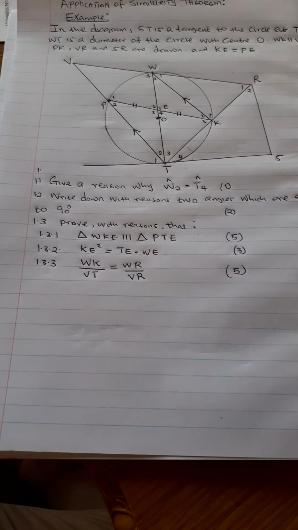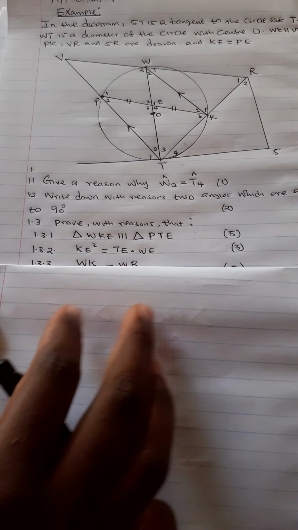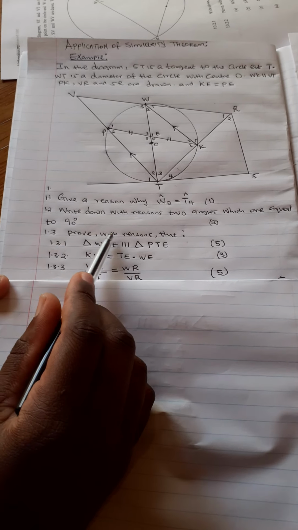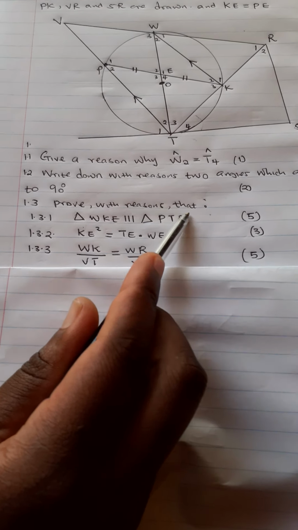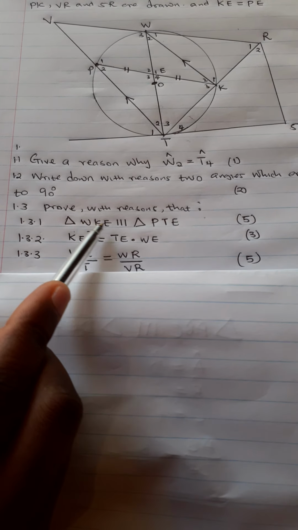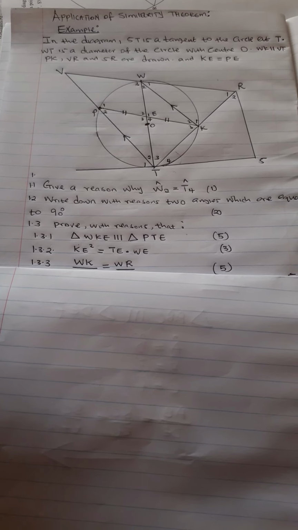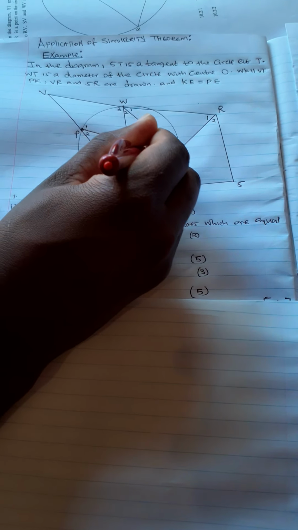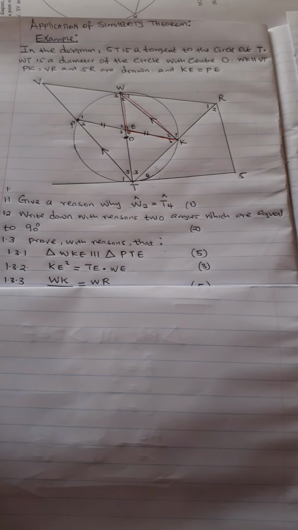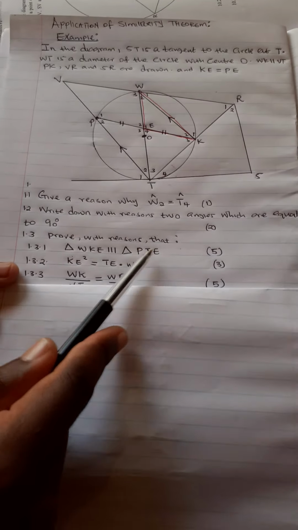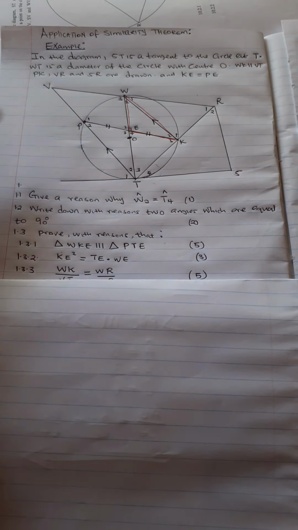Let me just put this so that you can see it properly. We are trying to answer now 1.3. Prove with reasons that triangle WKE is similar to triangle PTE. I'll use my red pen here to show which angle is WKE. I'm going to come to my diagram and show you. You can see this is the triangle that I marked. Then I go to the other one, PTE. You can see that is in black.